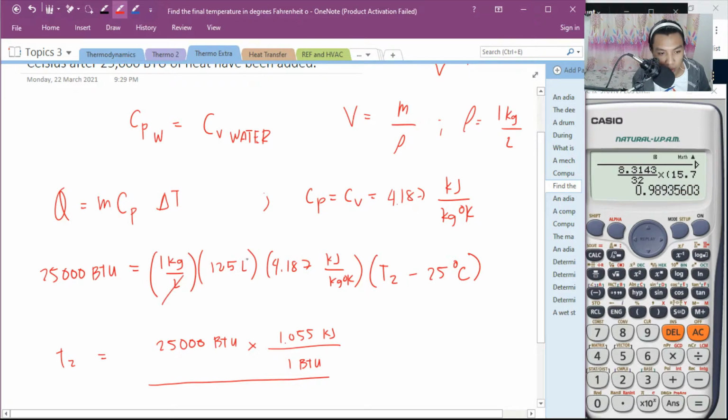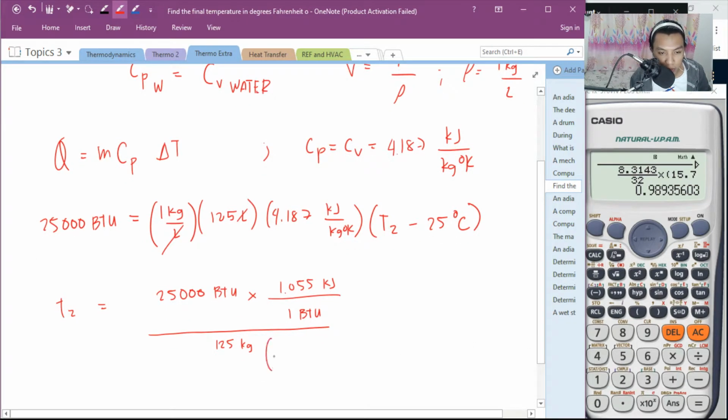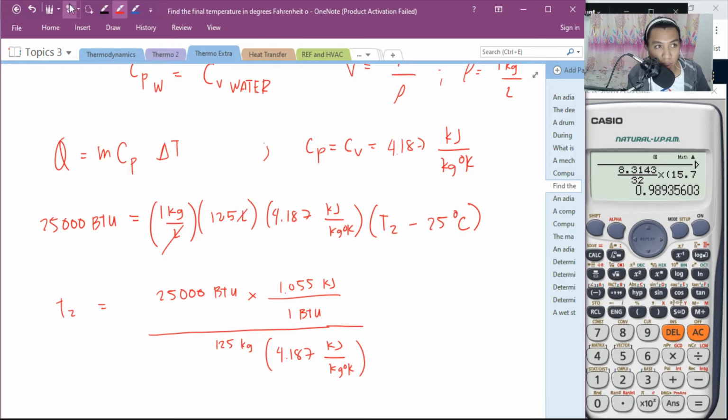Diba? Yung liter, yung liter. Di 125 kilograms. Tapos magiging 4.187 kilojoule per kilogram degree Kelvin. Okay? Matitira dito degree Kelvin. Since that is degree Celsius na rin to kasi magiging change in temperature plus 25 degrees Celsius. Ang lalabas dito is degree Celsius. Okay?